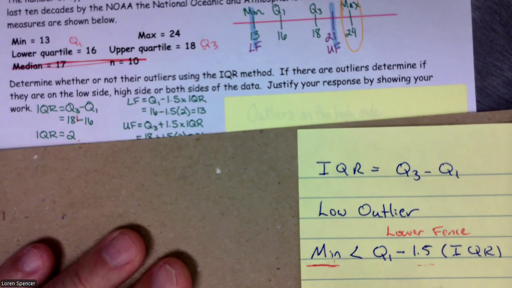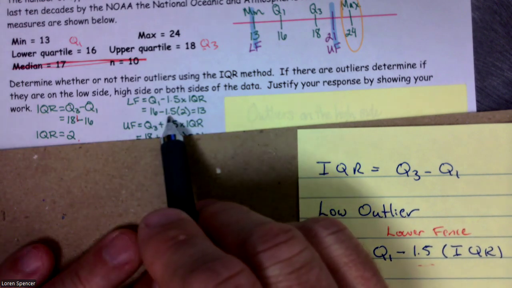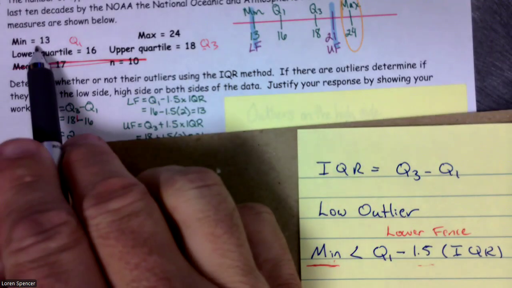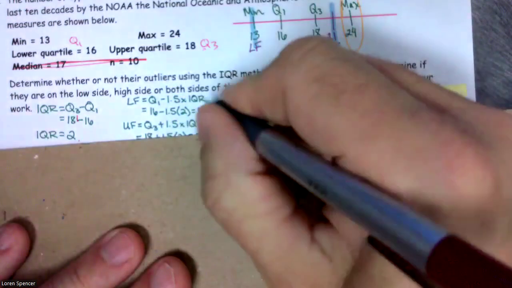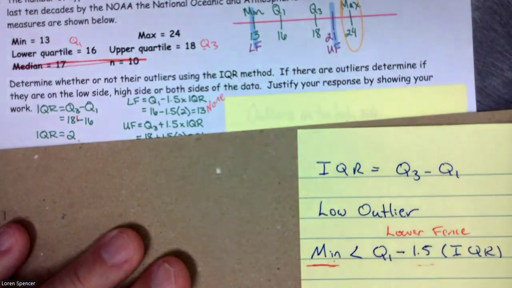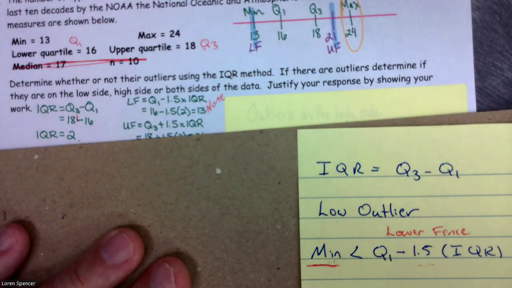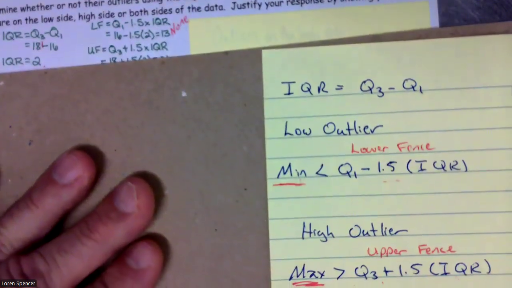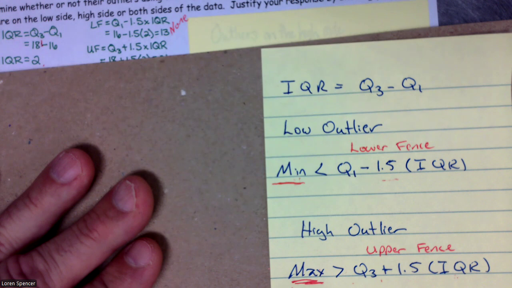Well, our lower fence begins with 16 minus 1.5 times 2. 1.5 times 2 is 3, so 16 minus 3 is 13. Once again, our minimum value is the same. So we have none on this side because we have to be smaller than 13. All right, we're not smaller than 13. We're exactly 13.